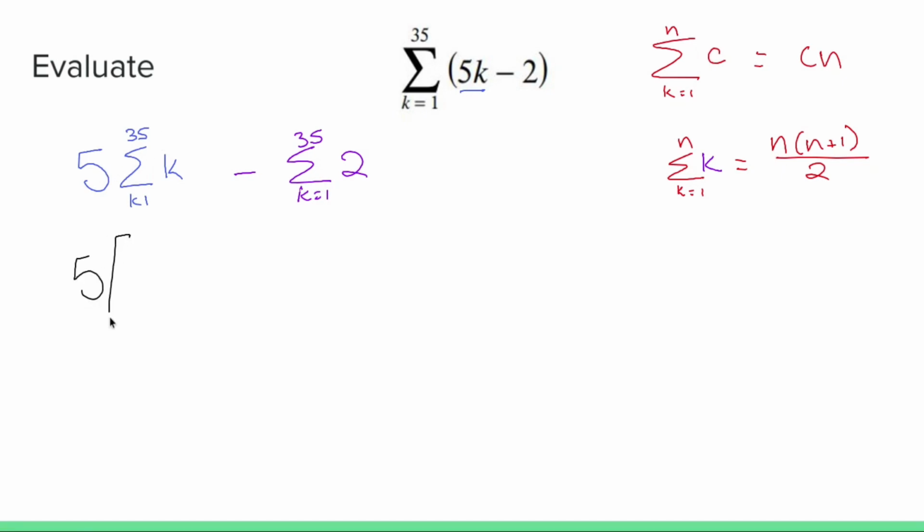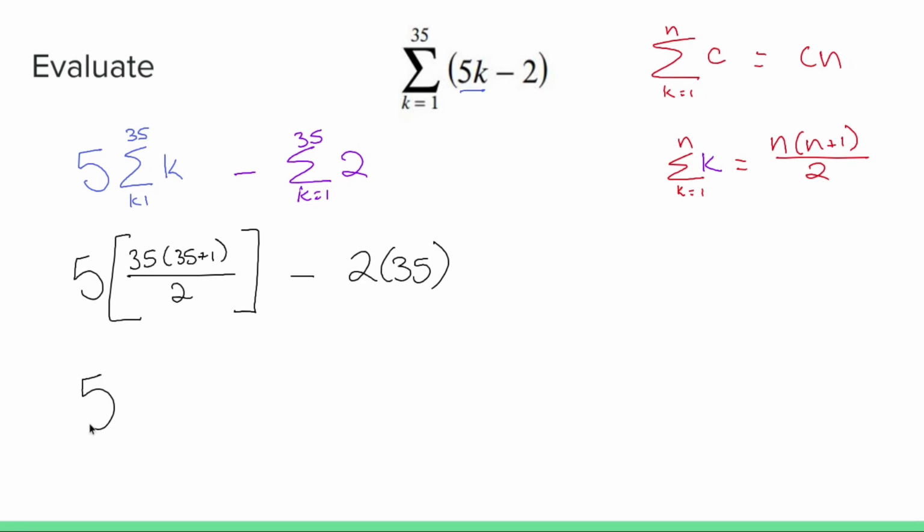5 times, now let's use that where my k is just a k. I'm going to have n, which is 35, so 35 times 35 plus 1 all over 2. Minus, and then I'm going to use Cn. So my C was 2, and my ending is 35. So I'm going to have that. And now it's just a PEMDAS problem. 5 times 35 times 36 all divided by 2 minus 70.